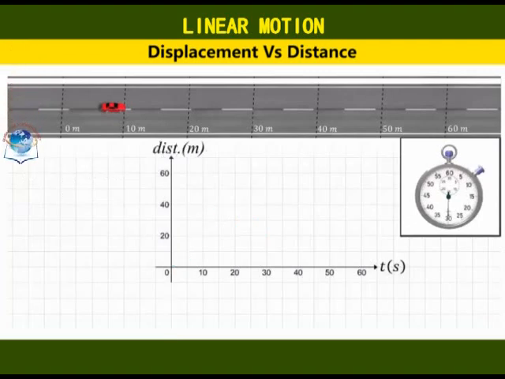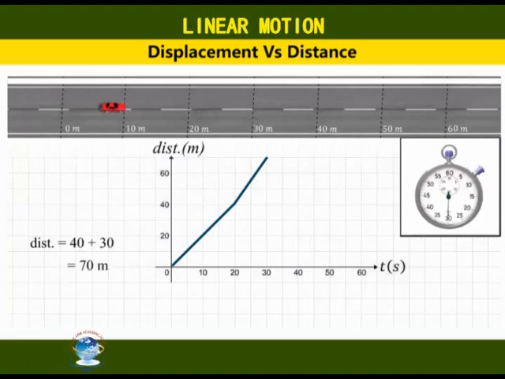But the distance time graph would look like this. In distance, direction does not matter, and here the distance covered will be 40 plus 30, giving us 70 meters.